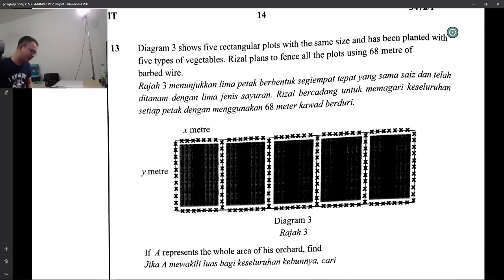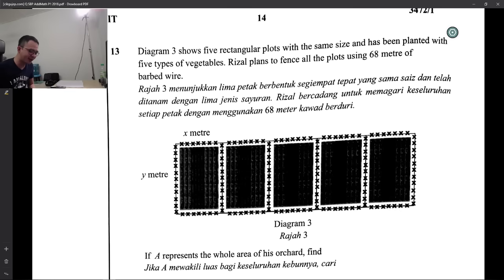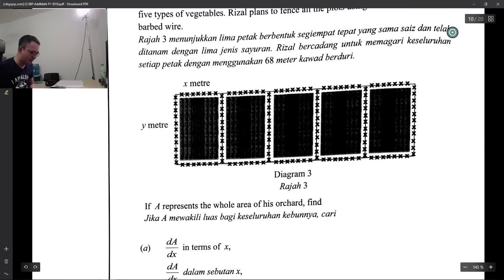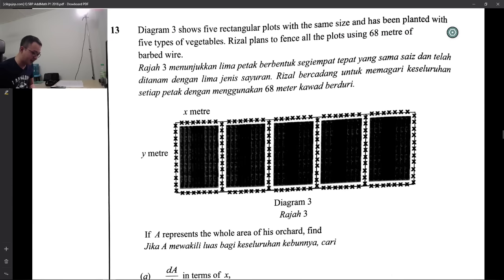The diagram 3 shows 5 rectangular plots of the same size, planted with 5 types of vegetable. Riza plans to fence all the plots using 68 meters of barbed wire. If A represents the whole area of his orchard, find dA/dx. So basically, this is the area they want to fence. They want to fence all this area.